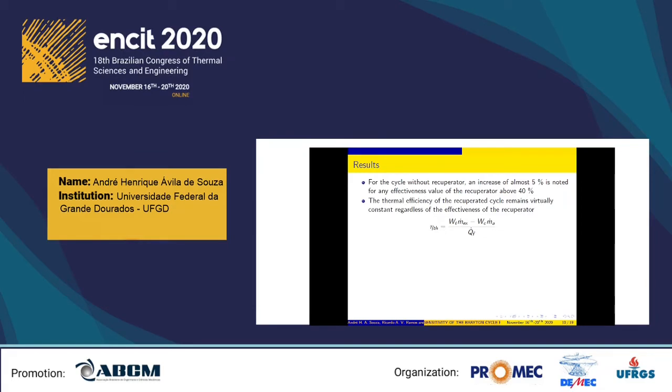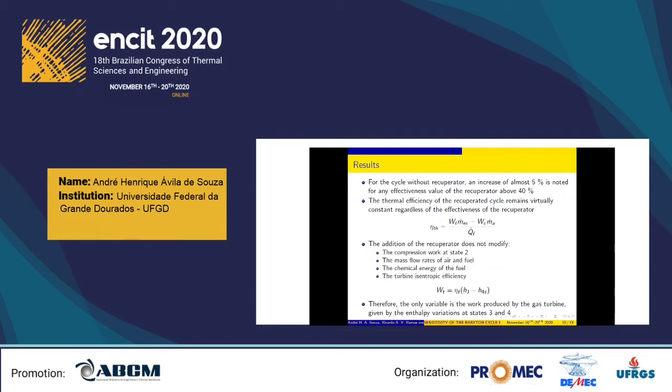As you can see, the cycle thermal efficiency remains virtually constant for the evaluated ranges of effectiveness. The first equation refers to the thermal efficiency and sheds some light on this constant behavior. The addition of the recuperator does not modify the compression work, neither the mass flow rate of air and fuel, nor the chemical energy of the fuel. Therefore, the only variable is the work produced by the gas turbine, which is defined in the second equation. And the turbine isentropic efficiency is also constant. Thus, it is necessary to assess the enthalpy variations at stages 3 and 4.